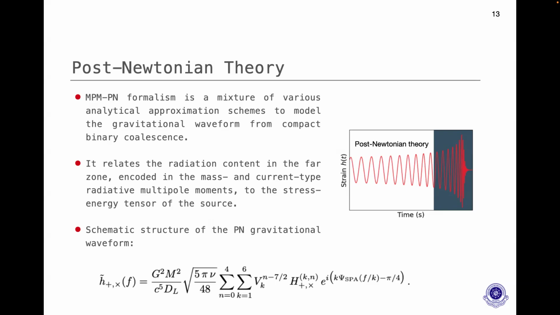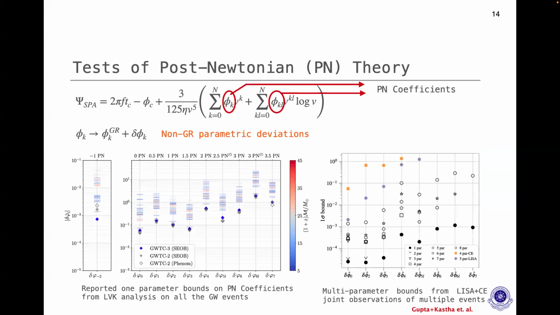So in this schematic structure, what you are seeing is that the amplitude is written as a series in v, as well as the phase, which I have written here as psi SPA. This can also be written as a series in v, which I have shown here. As you can see, it's a sum over k, with a term v raised to k. And the different coefficients, these phi_k, are known as post-Newtonian coefficients.